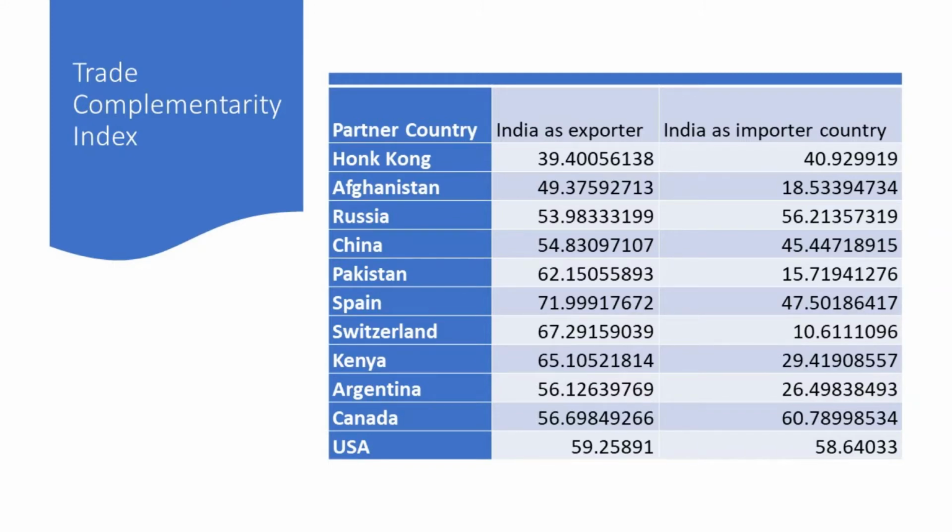This table provides information on India's trade complementarity index with select countries for all the products traded between both the countries. As can be observed from the table, India's export basket matches with the import basket of Spain, Switzerland, Kenya, Pakistan, whereas the import basket of India does not match with the export basket of Afghanistan, Switzerland, Pakistan, Kenya, and Argentina. Countries like Hong Kong, Russia, China, Canada, US partially complement in their trade profile with India.